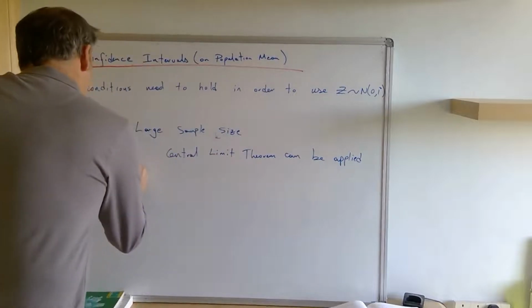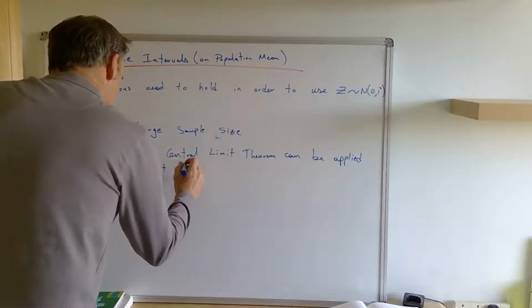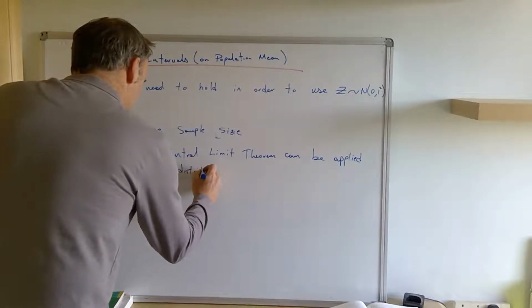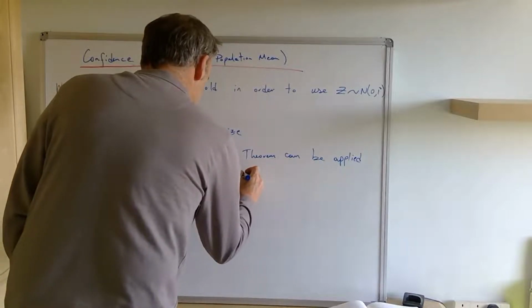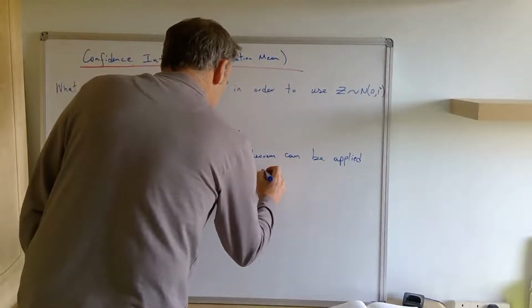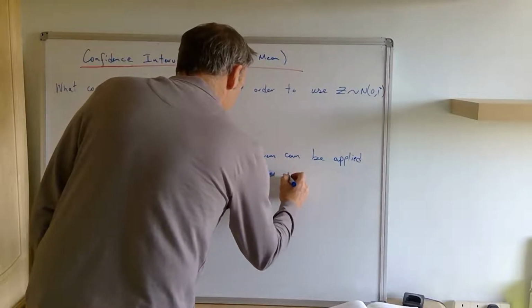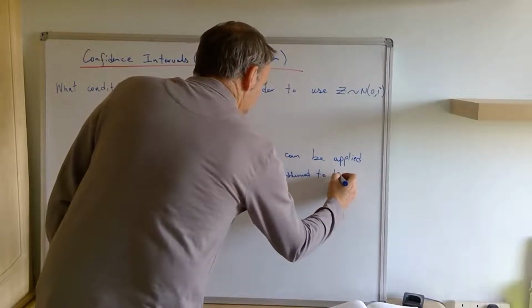So if the parent distribution is not normally distributed, the distribution can't be assumed to be normal. Okay, so that's the first thing.